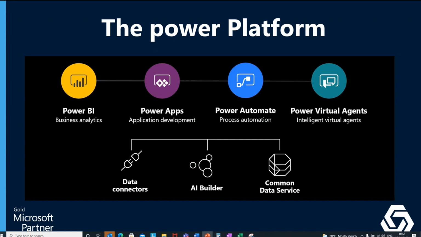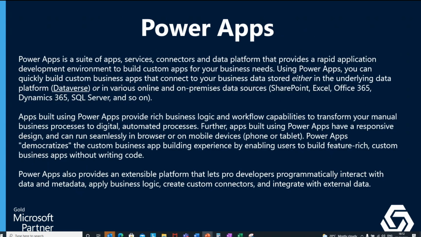So that's just a very high level view of the Power Platform, what it consists of and what it contains. So Power Apps, which is what we're going to talk about today, and how this can help improve and streamline hybrid working. As we talked about, it's a suite of apps, services, connectors and a data platform that provides rapid application development. I'm not going to read this word for word. This is just a bit of information taken from Microsoft's website to provide a little bit of insight about Power Apps.